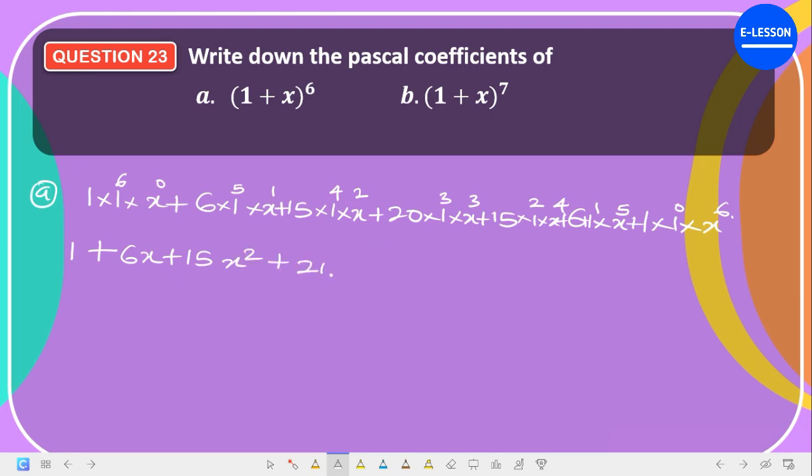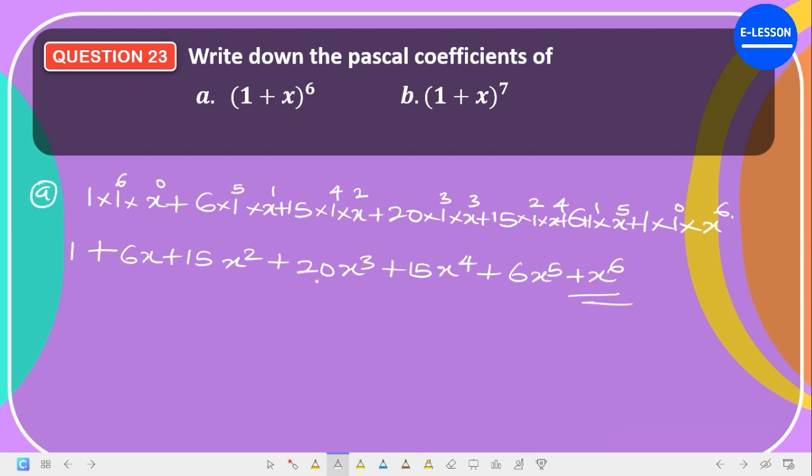Plus the next one is 20, 1 raised to the power of 3 is 1, times 20 is 20, then we have x to the power of 3, plus 15, 1 to the power of 2 is 1, x to the power of 4, plus the next one is 6, 1 to the power of 1 is 1, times x to the power of 5. And then finally, we have plus 1 to the power of 0 is 1, 1 times x raised to the power of 6. So when you expand this equation, this is what you are going to have.